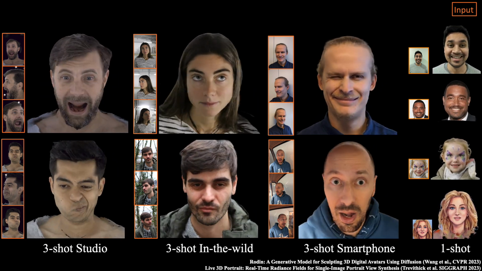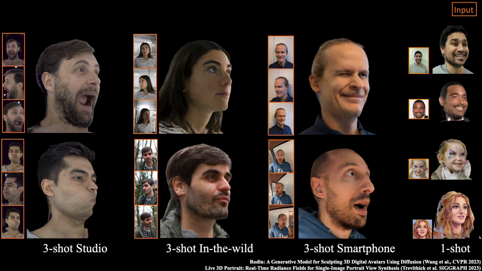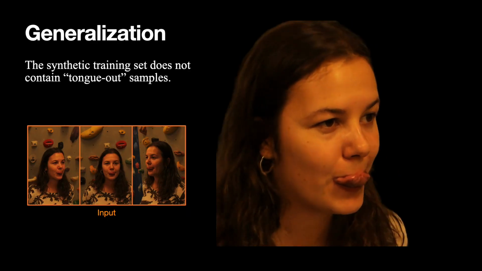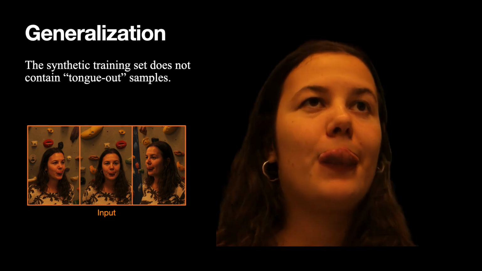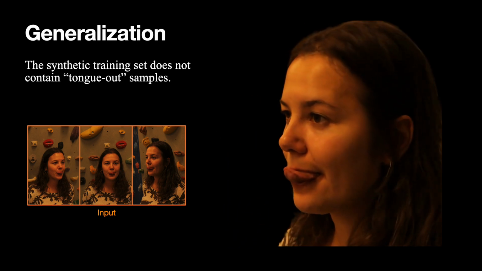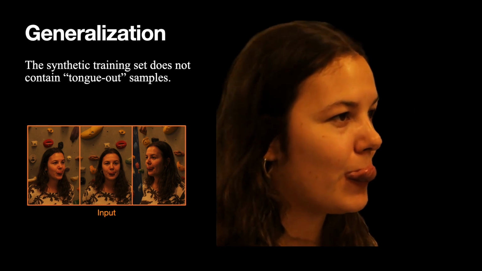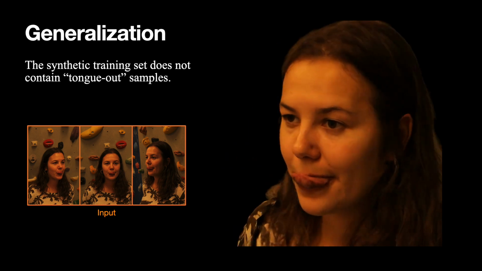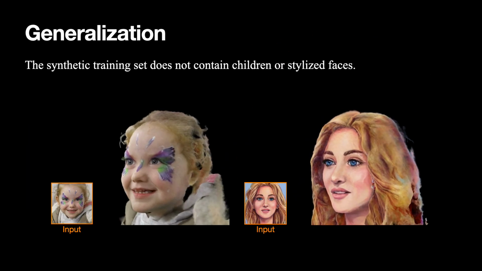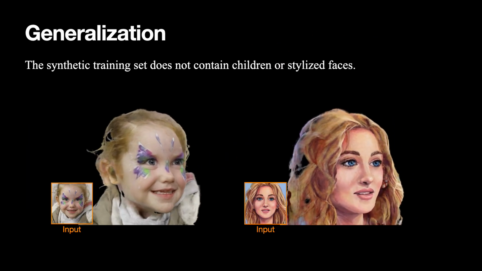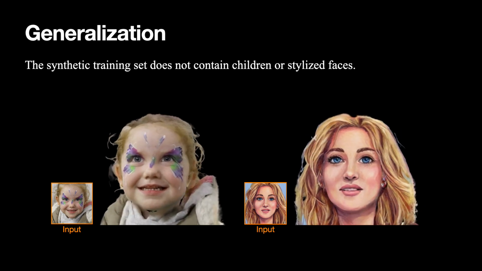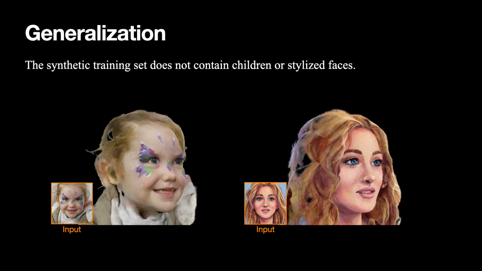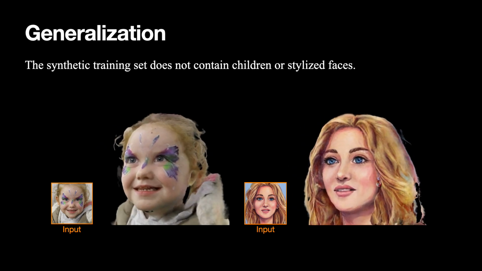Now let me give some examples about generalization. Our synthetic dataset doesn't contain any tongue out samples. So it contains tongues inside the mouth, but it never leaves the mouth. Still, for this example, our model was able to reconstruct a valid tongue that is outside of the mouth. In the second example here, we reconstruct children and the stylized face from just a single input image. And our synthetic training set again doesn't contain any children or stylized faces, and it also doesn't contain any face paint.